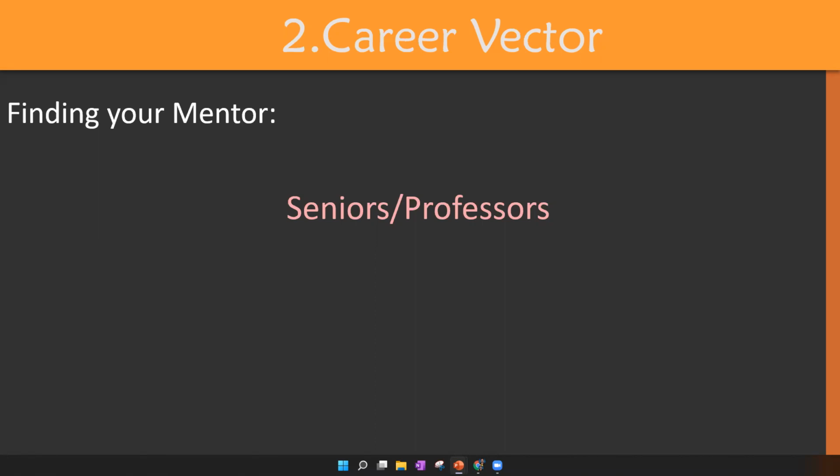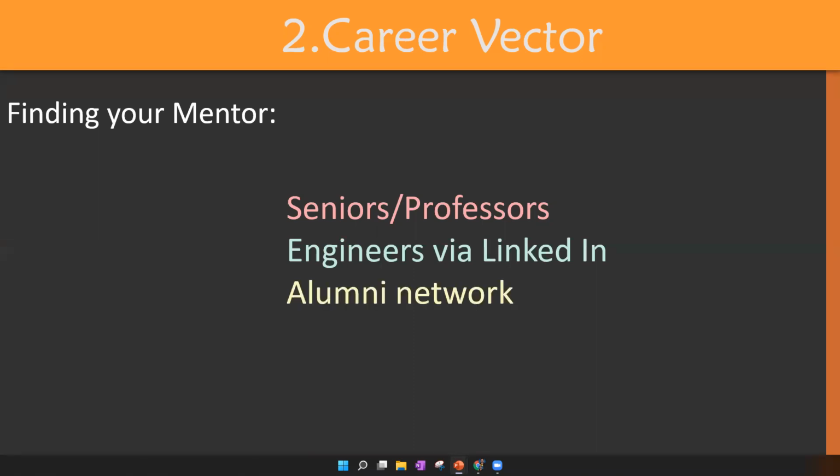The other way you can find a mentor is through LinkedIn. It is a professional network, and you can find engineers who share their thoughts on LinkedIn. You can pick someone who is on the same path, in the direction that you want to go, and request them to be your mentor. Or you can also approach your alumni network, and they can also be of great help. You can find someone who has gone through the path that you are going through, and they can guide you really well.